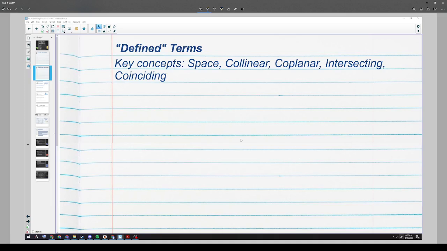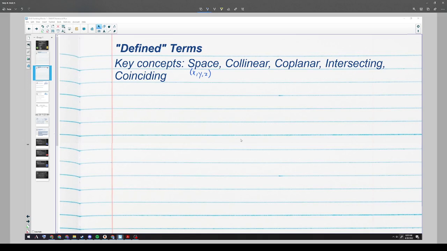So space to us is everything. It's all points everywhere in all dimensions. So whether it's on the floor, the ceiling, outer space, all of those are points in space, and they have x, y, z coordinates. So we don't need to name space like we did with planes because there only is one space. Okay, so some defined terms, things that we define based on those others.